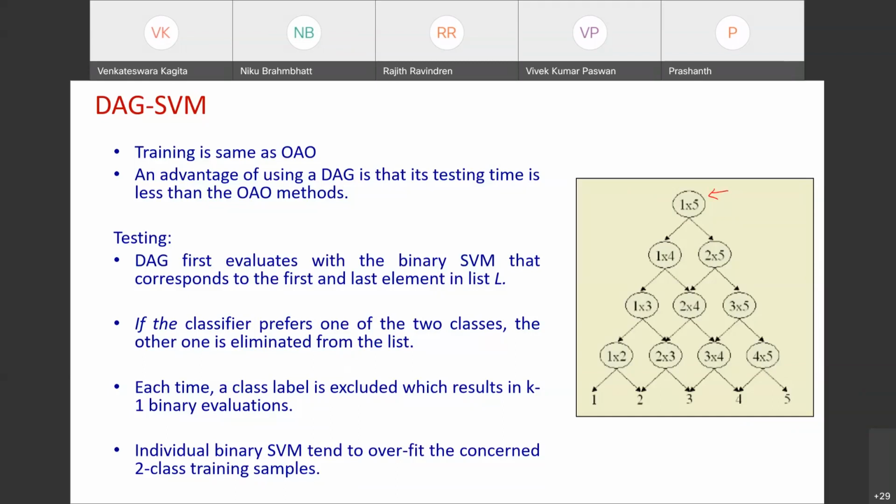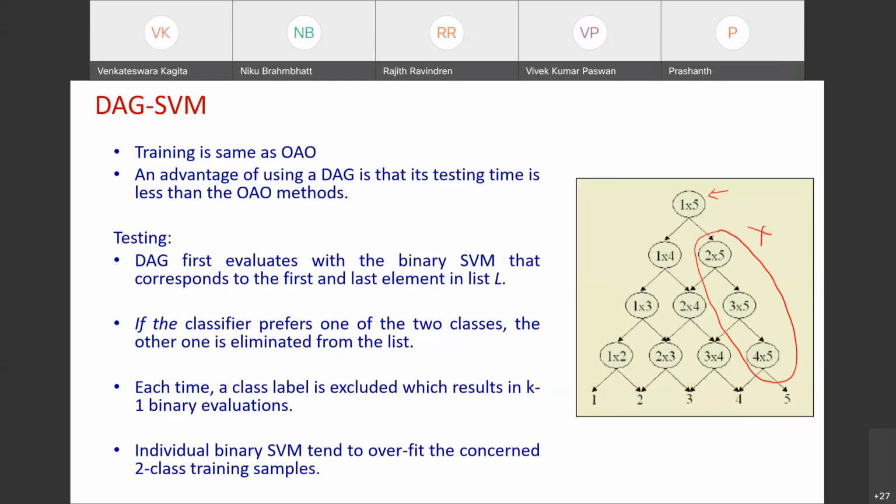Here I am checking whether it is 1 or 5. Suppose the classifier is saying that it is 1. Then what does that mean? It is also classifying it as not 5. Agree? If the classifier is saying it is 1, it means it is also classifying it as not 5. Agree with me? Yes, sir. So it is not 5. Therefore, any combination with 5 you can ignore. So you cannot check any combination with 5. You can ignore all of them.